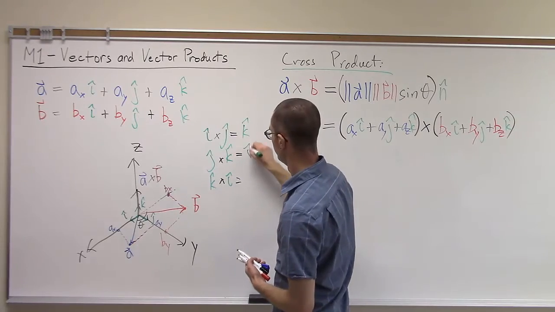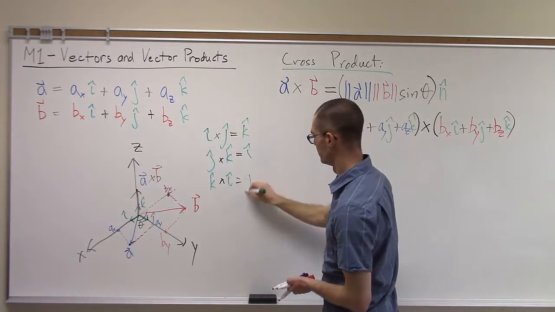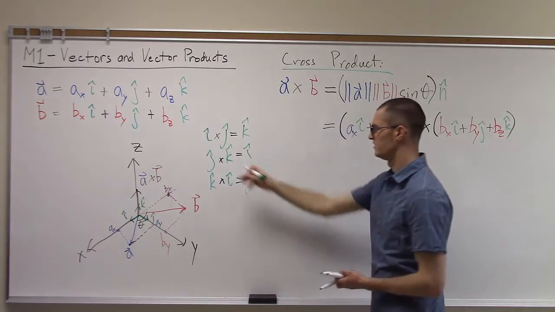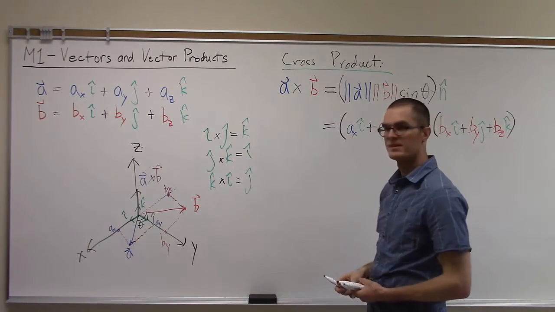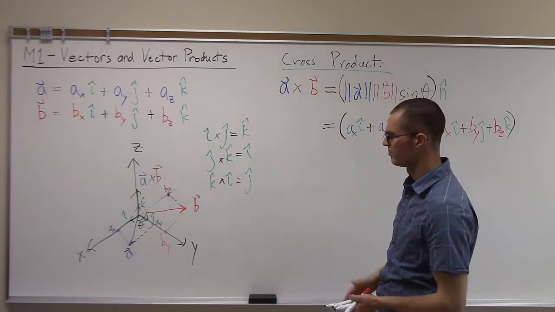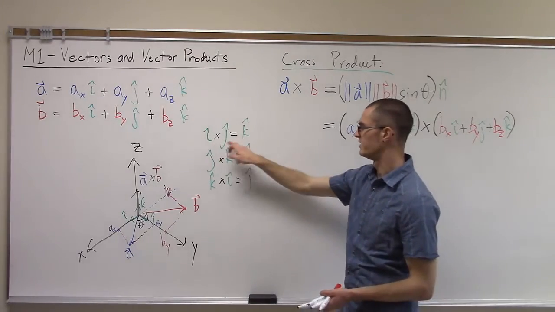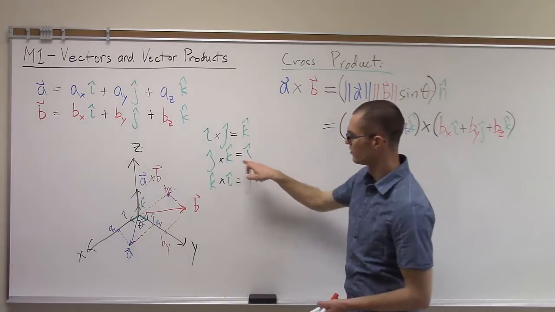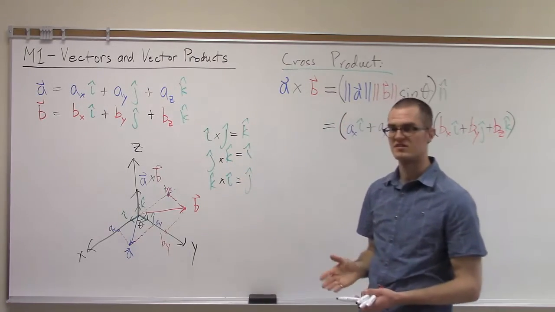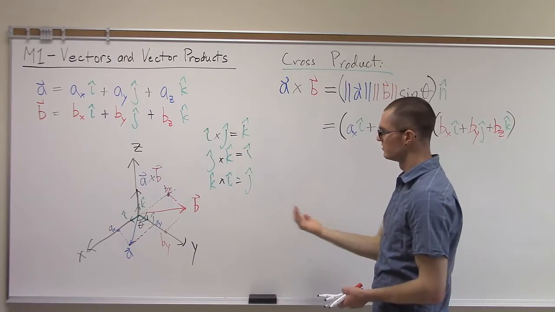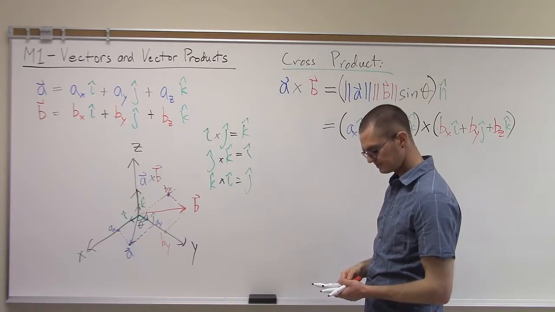Just gives me back whatever the third vector is. So K cross I is J, J cross K is I, I cross J is K. And if we go in the opposite direction, the order of these is always I, J, K, I, J, K. So it's the same order each time. I'm just shifting them along by 1.